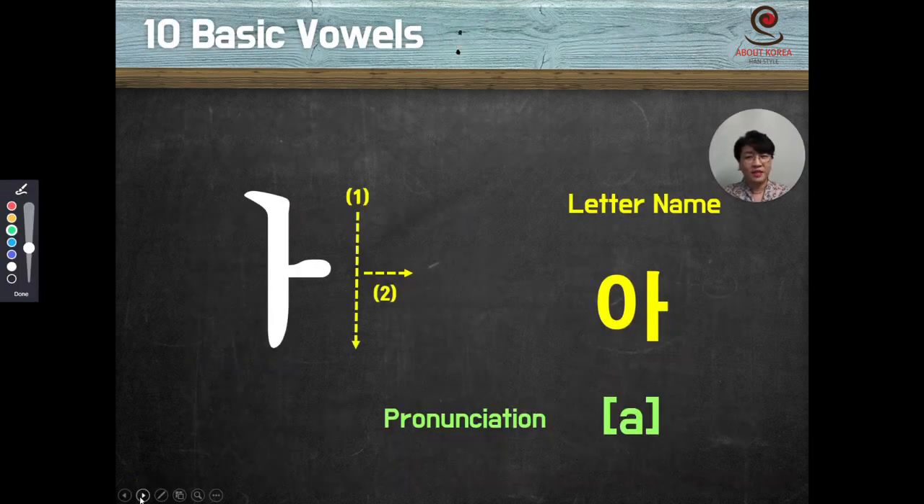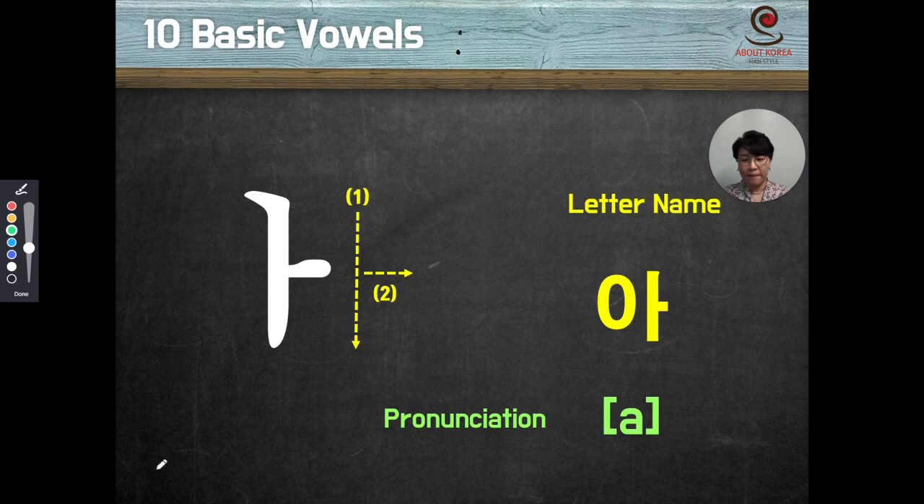Now let's study the 10 basic vowels. Very simple. The first vowel is ah. The letter name is ah. How do we write this? Please remember the stroke order. 1 and 2. Simple, right? This is how we write it. The letter name is ah. Please repeat after me. Ah. One more time. Ah. That's the pronunciation.